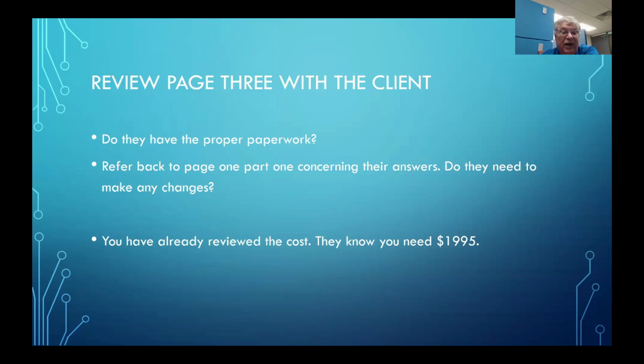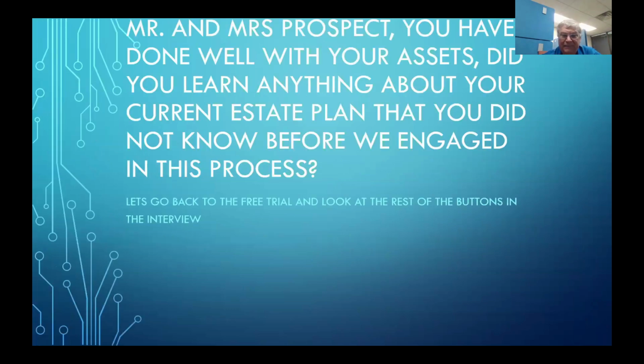You've already reviewed the cost. They know you need $1,995. That's why you want to say it. You want to tell them what the price is before you ask them to buy. They know what it is. And you also know if you've done a proper page 3, whether they can afford it or not. So, Mr. and Mrs. Prospect, you have done well with your assets. Did you learn anything about your current estate plan that you did not know before we engaged in this process?